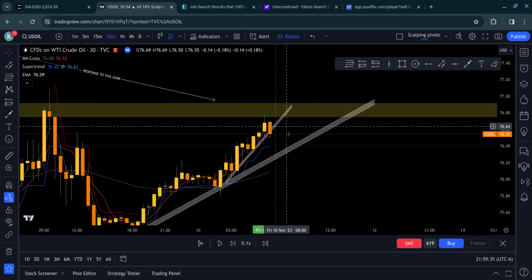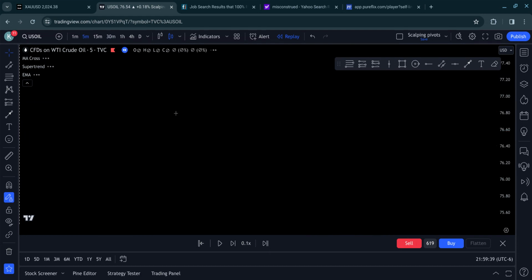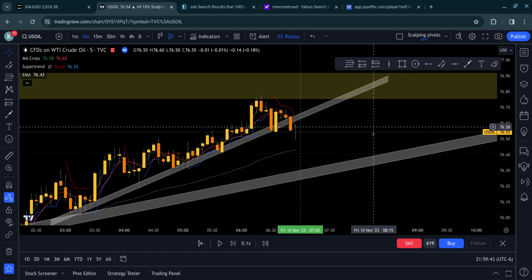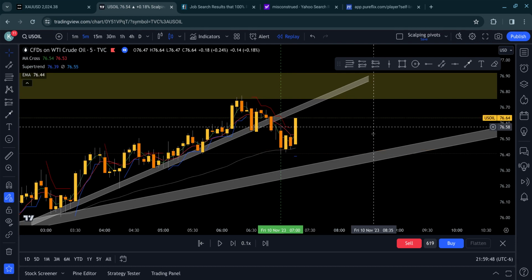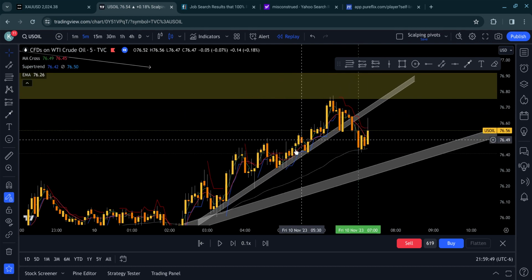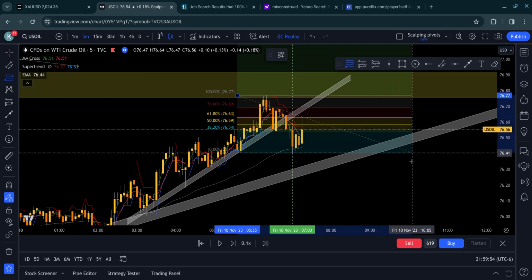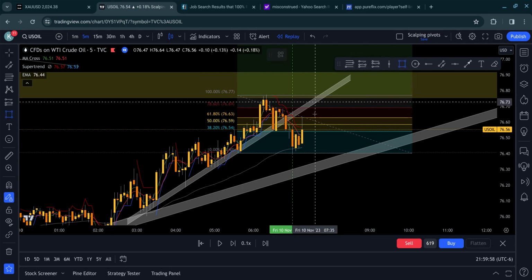I'm looking at this here. What I'm seeing is, I'm going to give this a little bit more time to see what this does on my 5 minute. I don't get a real break. Now we get a break of this trend line. So now on my 5 minute, I'm looking at from this high to this low and looking at what we're possibly looking at on this 5 minute candle.